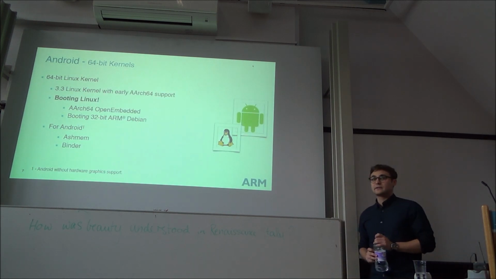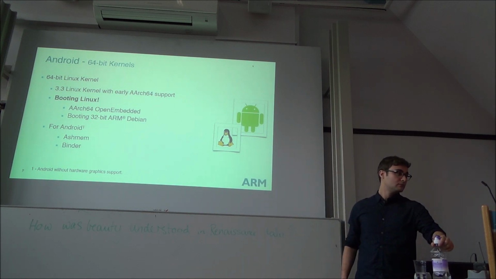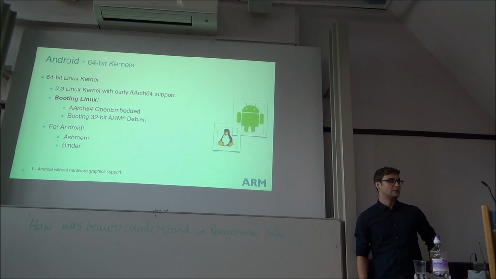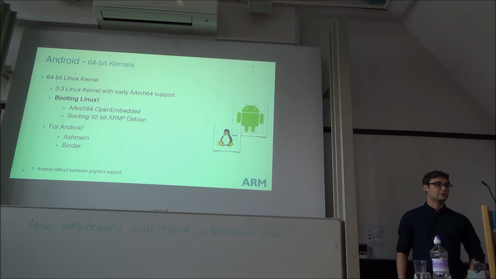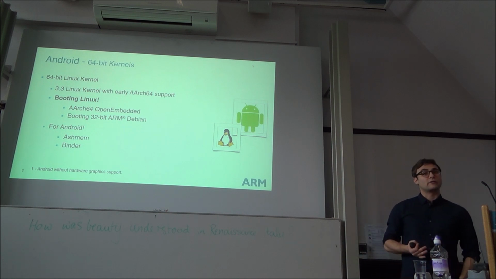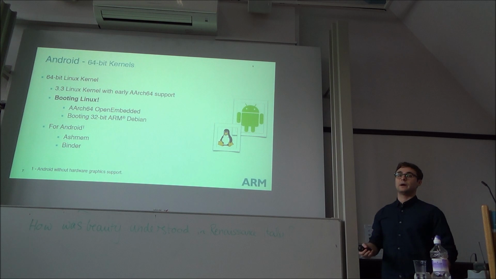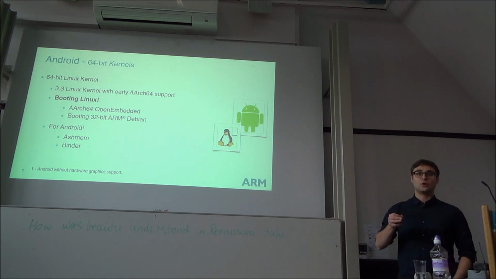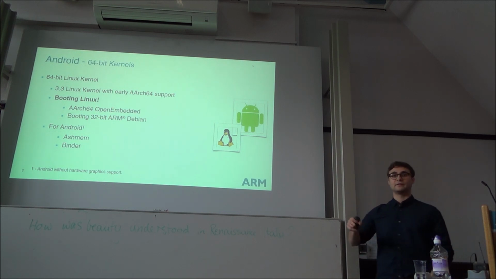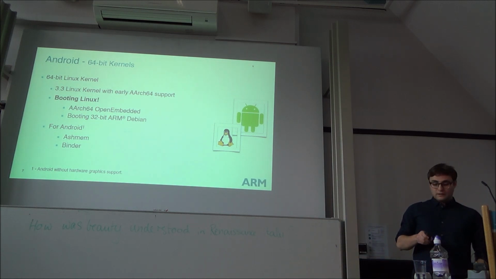So I'd be giving a Linux kernel that worked and that booted Debian and OpenEmbedded. They're both Linux distros. But that was not enough. Android needed some more things, and in particular ashmem and Binder. I just list ashmem and Binder here because they're the core things that make Android different than your Linux distro. And I'll tell you in the next slide what these guys do.